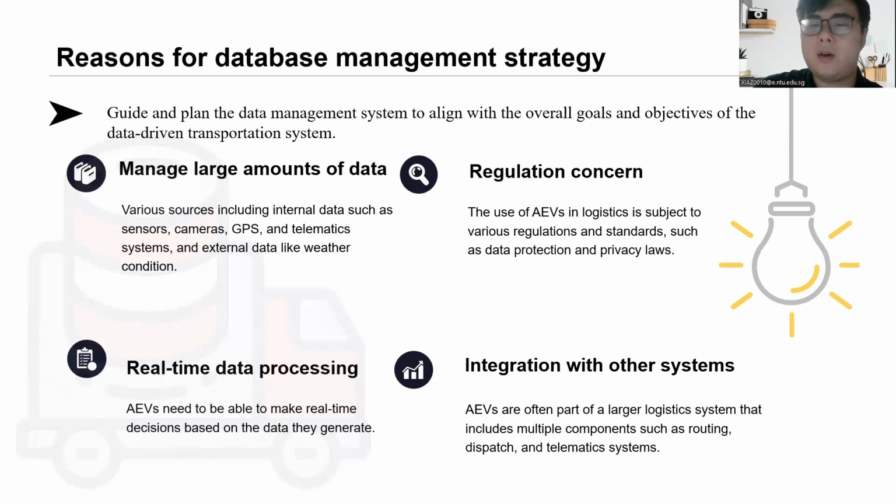Thirdly, is the regulation concern. The use of AEVs in logistics is subject to various regulation standards, such as data protection and privacy laws. So the system needs to ensure compliance to these regulations. Finally, the system is often a smaller part of a larger system. This means that there are often other components like routing, dispatch, and telematic processes to integrate with the AEV system. So the data management system needs to ensure the data exchanged between the systems is reliable and consistent. So let's pass my time to my teammates. Thank you.